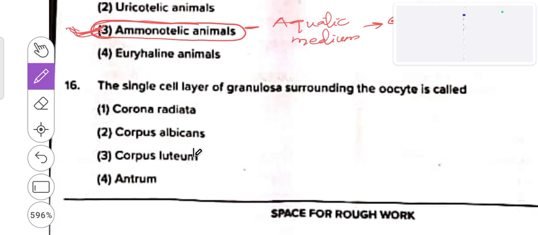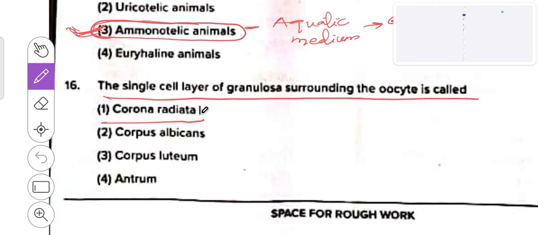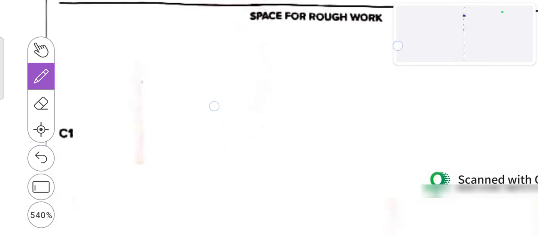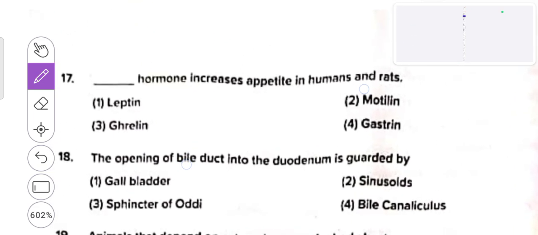Then 16th one, a single cell layer of granulosa surrounding an oocyte is called, that is corona radiata. So direct answer, 1 is the right answer. Then next question, that is 17th question.